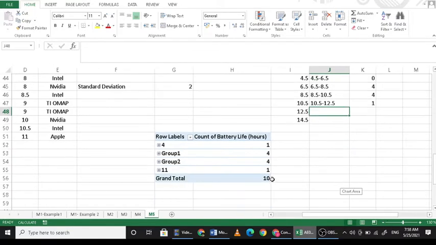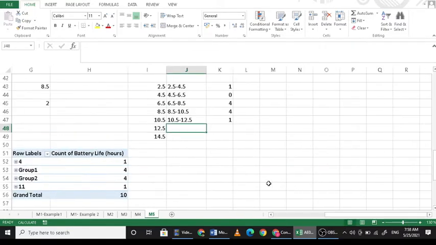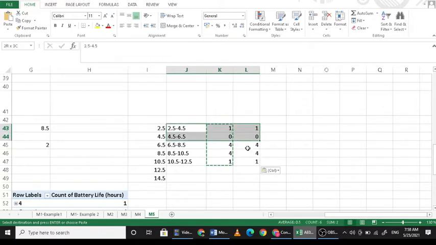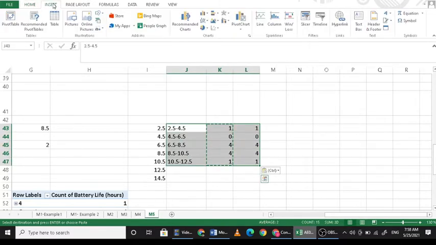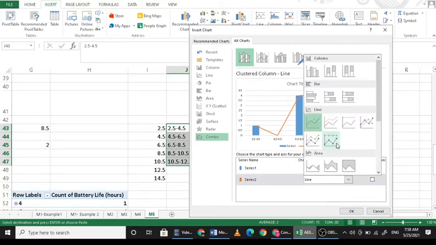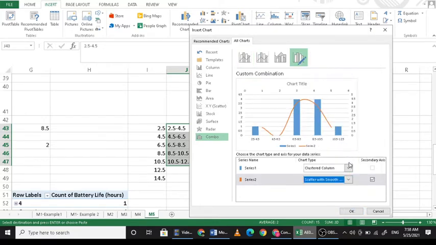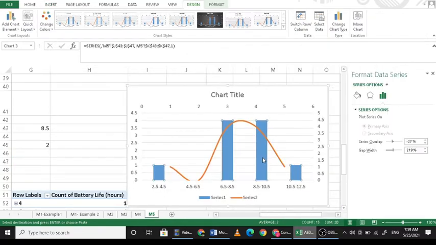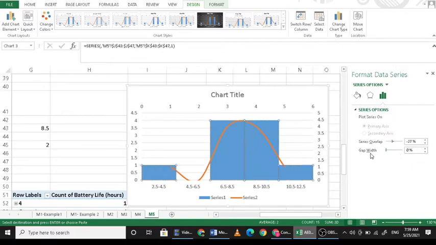And since our data set is only 10, and this is already 10 in total, you can just ignore that one. And again, you copy this one, the frequency. You can use this one for your distribution table. Again, insert, recommended charts, all charts, combo. Then the line is made into a curve. Then okay. Then I'll just make it bulge out: gap width 0. And the overlap also 0.